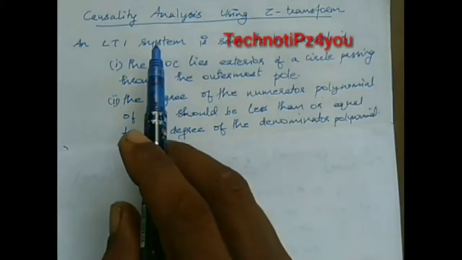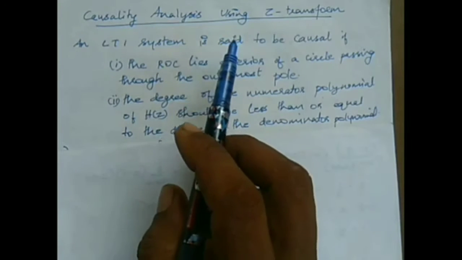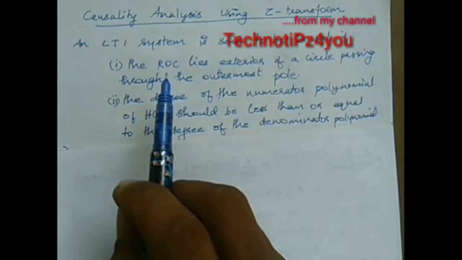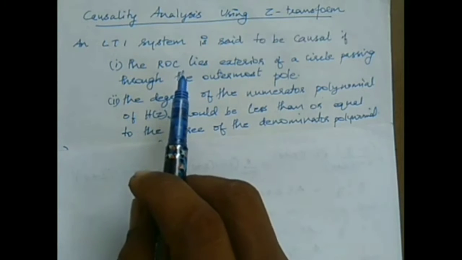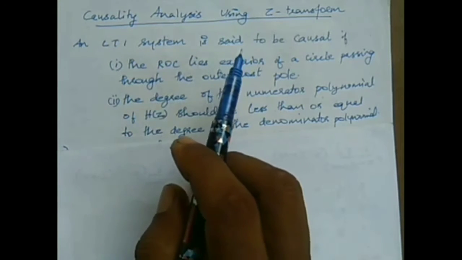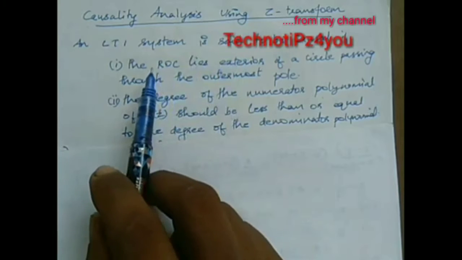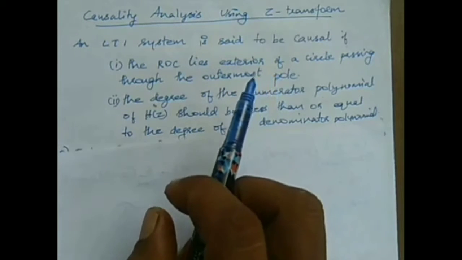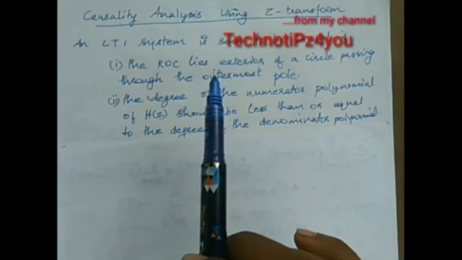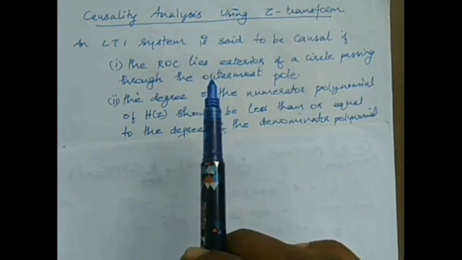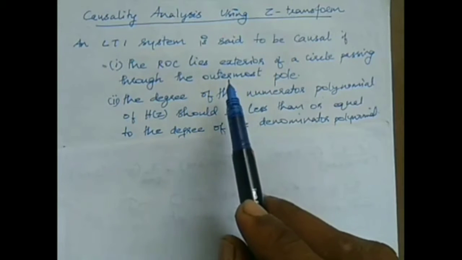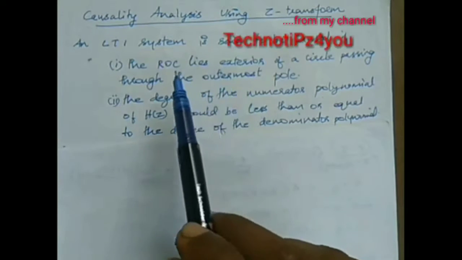Now we are going to discuss causality analysis using the Z-transform. For an LTI system, we have two conditions to be a causal system. An LTI system is said to be causal if the ROC lies exterior of a circle passing through the outermost pole. Suppose we have multiple poles, then the ROC should be exterior of the outermost pole, then only the system will be causal.